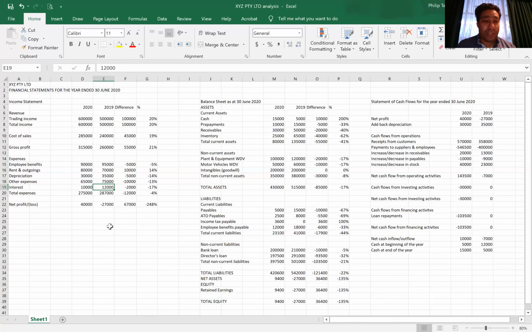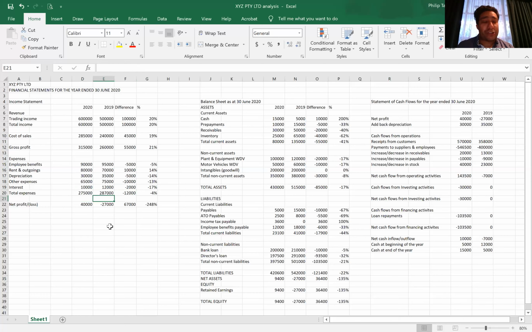Interest, $12,000 in 2019 and $10,000 in 2020, a marginal decrease of $2,000, but a 17% decrease as compared to 2019. So we see here the total expenses across the 2 years decreased by $12,000 or by 4%.